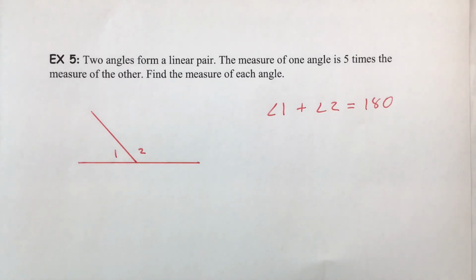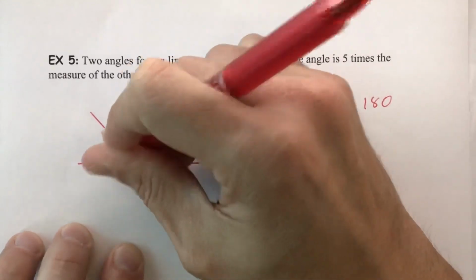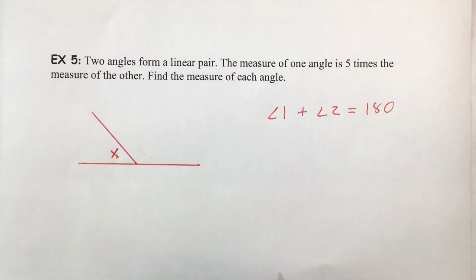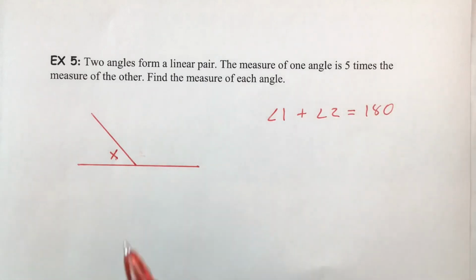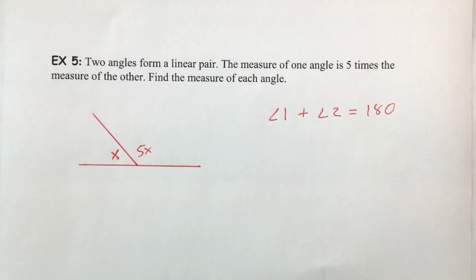All right, now we got to make sure that this all gets distributed appropriately. So we're going to bring in a variable here. Okay, there's one angle that's 5 times the size of the other. So I'm going to think about the little angle first. Let's go ahead and call that one x. And if its measure is x, and the other one is 5 times the measure of that one, you can then describe that angle as 5x.